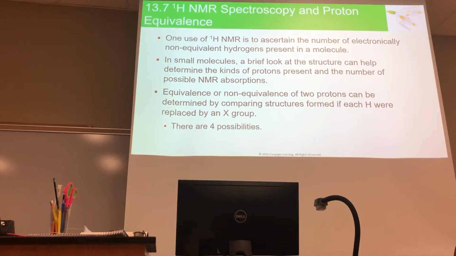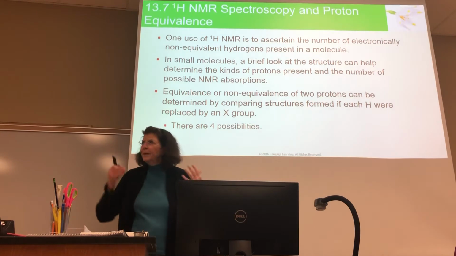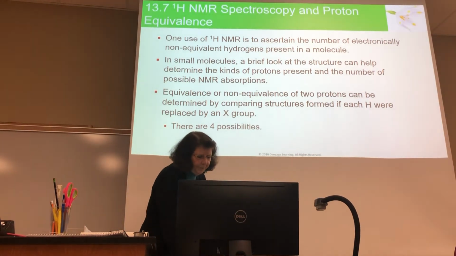We have to realize that we need to look at the electronically non-equivalent hydrogens. Now, so far it's been pretty straightforward, but there's times when it's not. So a lot of times we can look at it and say, oh, that has 3 proton environments, or like this one, oh, that has 2 proton environments. But when we get to chiral molecules, it makes it a little bit more difficult. One way of doing that is to replace one of the hydrogens with an X and see if replacing it in different places would make a difference. So there are 4 different ways we can do this.